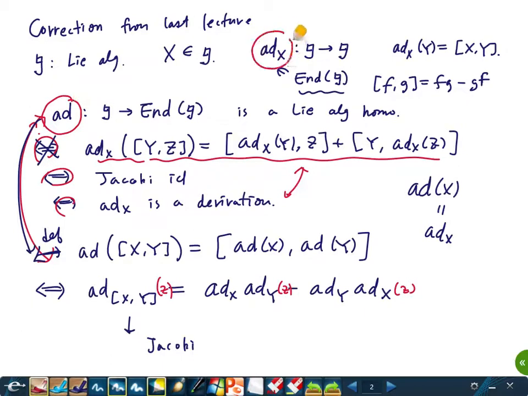What about this? This is also a linear map from Lie algebra to itself. So you might be wondering whether this is a Lie algebra homomorphism. Actually, if you remember, I was trying to write this as a Lie algebra homomorphism, but this is not a Lie algebra homomorphism in general. So try to find a counterexample. You can find the counterexample. So this one is not a Lie algebra homomorphism. Okay.